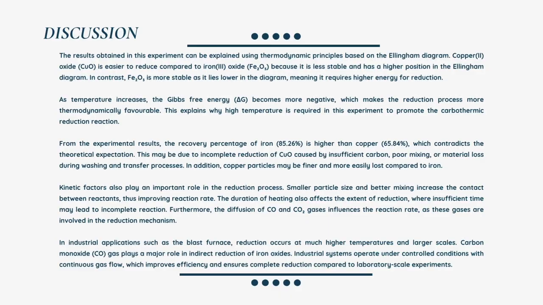The result obtained in this experiment can be explained using thermodynamic principles based on the Ellingham diagram. According to theory, copper oxide is easier to reduce compared to iron oxide because it is less stable. However, the experimental result shows that iron has a higher recovery percentage than copper, which contradicts the theoretical expectation. This difference may be caused by incomplete reduction of copper oxide due to insufficient carbon, poor mixing, or possible metal loss during washing and filtration.